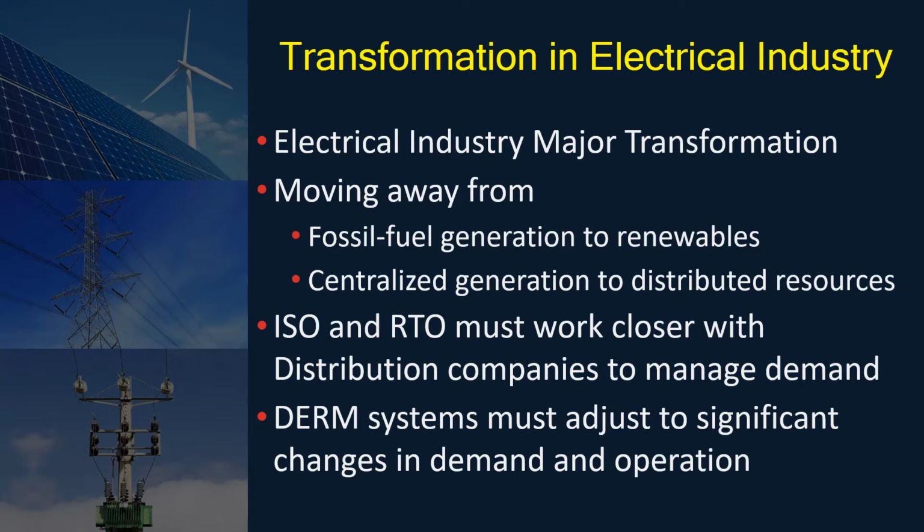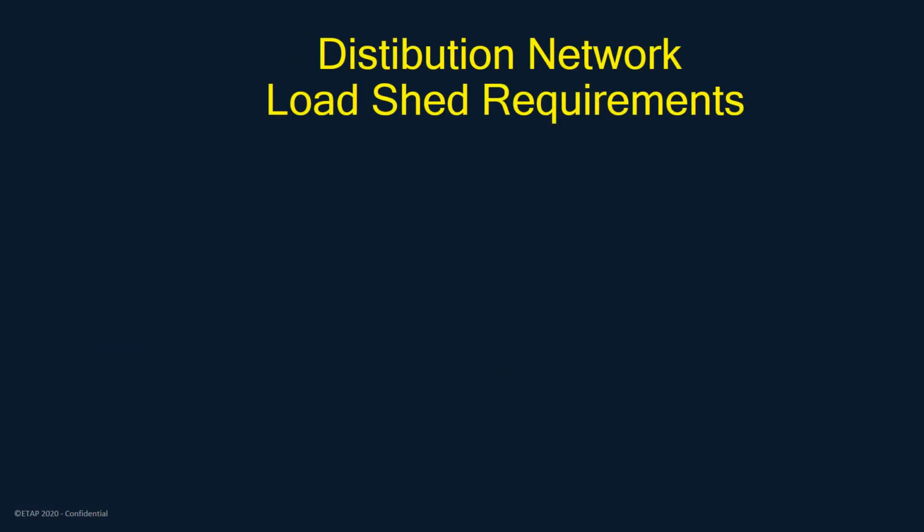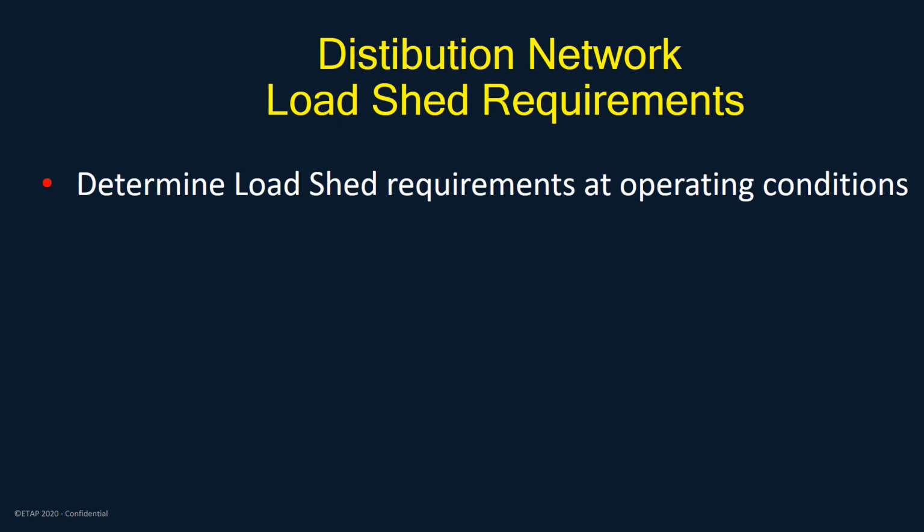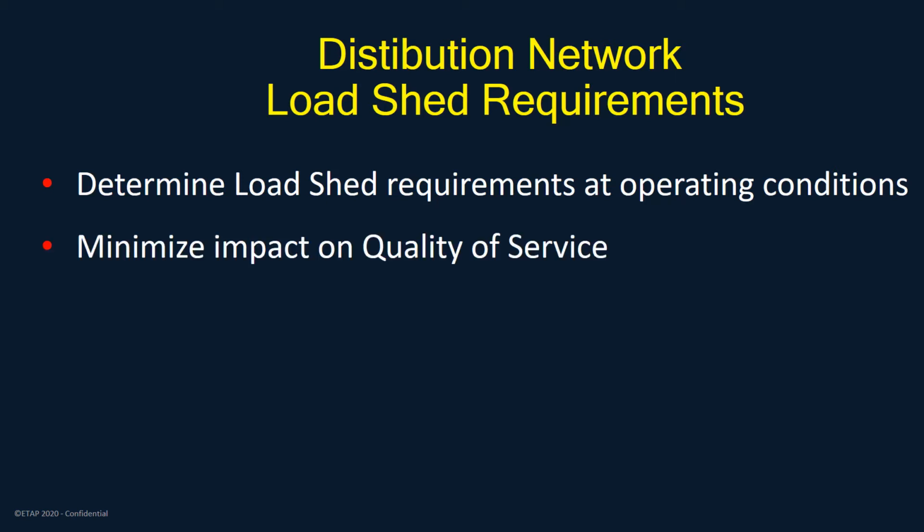Independent system operators, ISOs, regional transmission operators, RTOs, and distribution companies must coordinate more than ever as generation conditions continuously change. As distribution companies perform load shedding at feeder levels, they will not only be dropping loads but generation as well. DERM systems must adjust to significant changes, and demand in operation is changing. A distribution load shedding system must be able to determine load shedding requirements and operating conditions. For this, visibility and understanding of a system is a must.